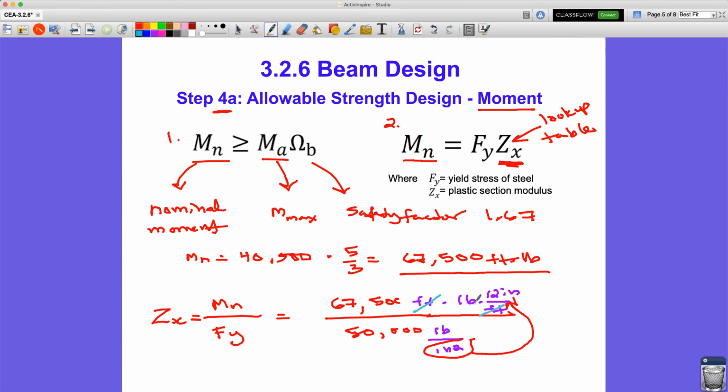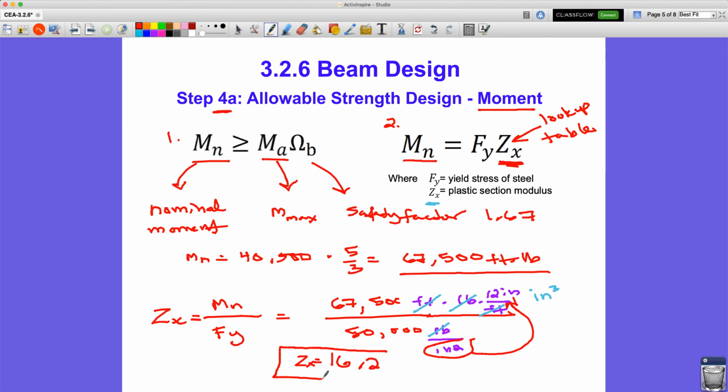The pounds will cancel too, pounds over pounds. The inches squared, because it's 1 over inches squared, flips upside down. Inches times inches squared give us inches cubed. And if you look at the table, you'll see the unit for the plastic section modulus is indeed inches cubed. So now we're good with the numbers. If you do all that multiplication out, 67,500 divided by 50,000 times 12 will give you, I believe, the Zx, the plastic section modulus, of 16.2.